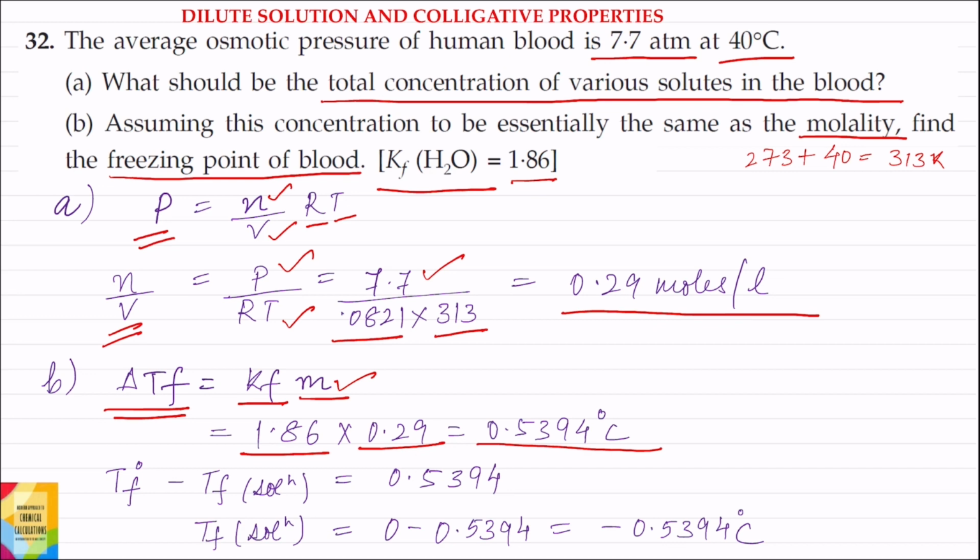Now what is delta Tf? Delta Tf is freezing point of pure solvent minus freezing point of solution, and this is equal to 0.5394. Therefore, freezing point of solution will be equal to, now the solvent is water, therefore freezing point of pure water is 0 degree centigrade and freezing point of solution will be 0 minus 0.5394, which is equal to minus 0.5394 degree centigrade.